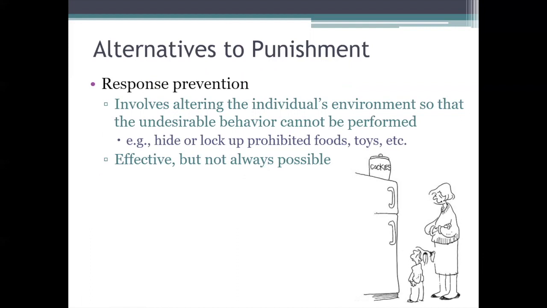The first alternative to punishment that the textbook describes is what it refers to as response prevention, which is where you actually alter the person's or the animal's environment in such a way as to eliminate even the possibility of the behavior occurring. So you just prevent the response.